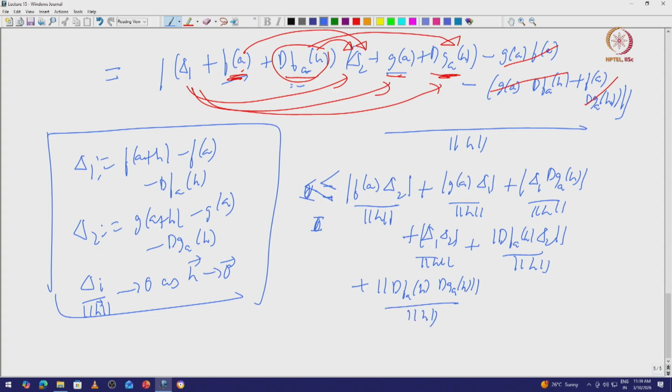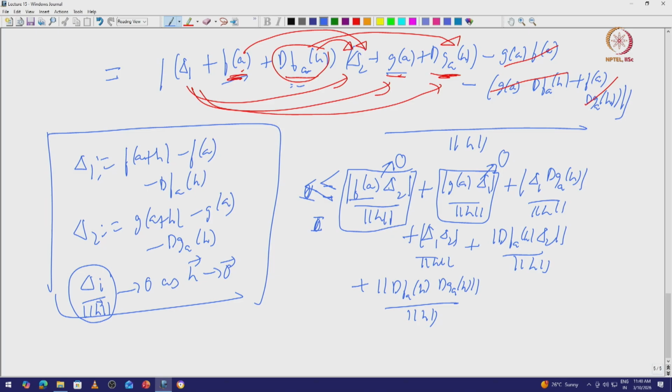This looks rather formidable, but it isn't. The reason is, what's this? This goes to 0 as norm h goes to 0. Why? Because this is equal to mod f of a times the mod of delta 2 divided by norm h, and delta 2 by norm h goes to 0. So if you multiply by mod f of a, that doesn't change. Likewise, this goes to 0. Okay? So we are left with the other terms.